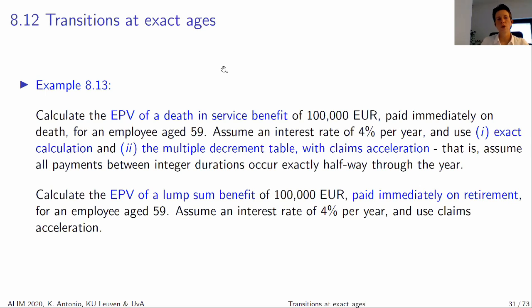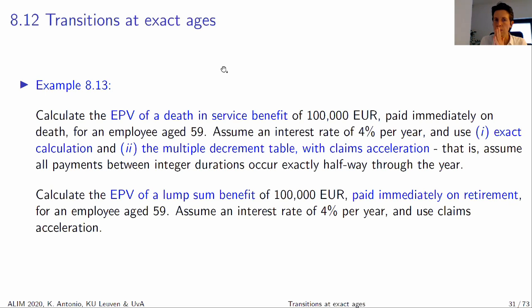value an insurance product by using the probabilities or the numbers that we have in our table. So we're going to start with the EPV of a so-called death in service benefit of 100,000 euro, which is payable immediately on death for an employee age 59. We have an interest rate of 4% per year.